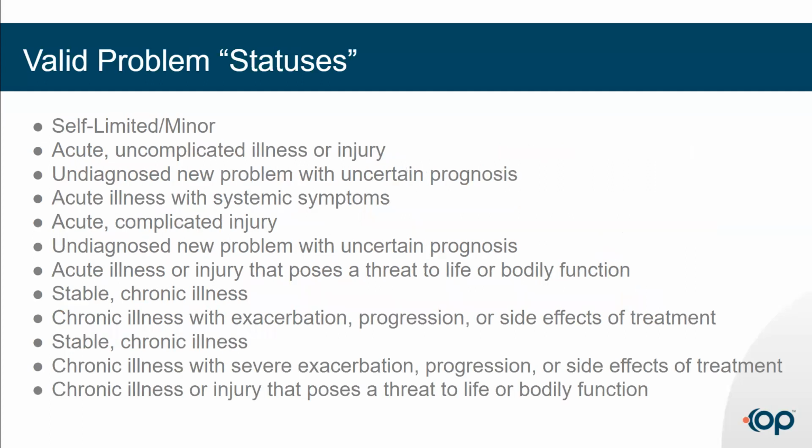So here are all the valid problem statuses defined by the AMA, and you will notice that there is heavy weight on chronic illnesses. We have to remember that this system was designed with adult patients in mind, and many have hypertension, obesity, and hyperlipidemia without batting an eye. We in pediatrics live more in the acute world, and that gets a little more tricky. So let's take a closer look.